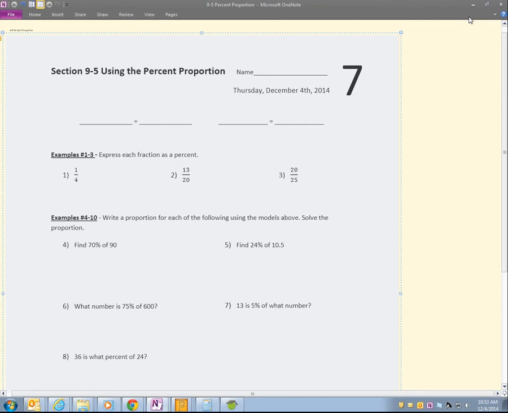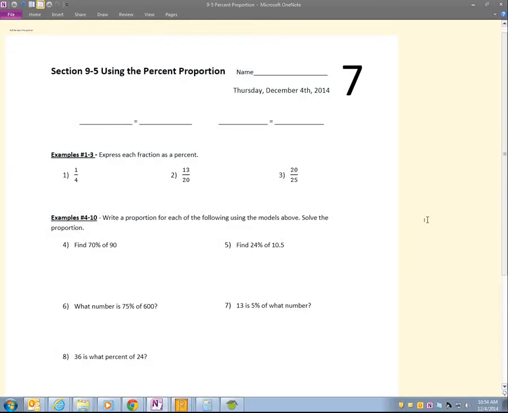Now, introducing my favorite concept in seventh grade math: using the percent proportion. This is section 9-5. And we're going to shoot through these examples. We're going to do every single one of these examples. Why? Because I love it. Oh, I love proportions with percents and decimals.